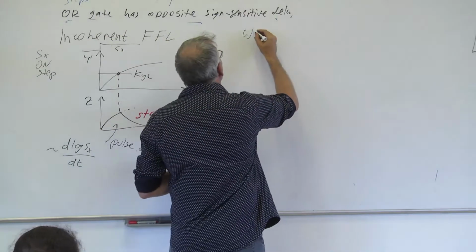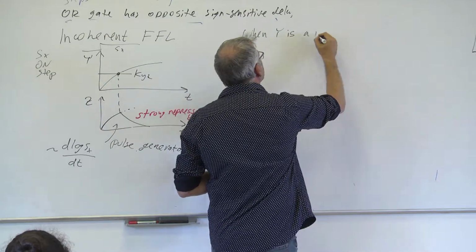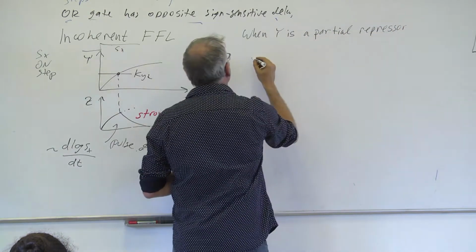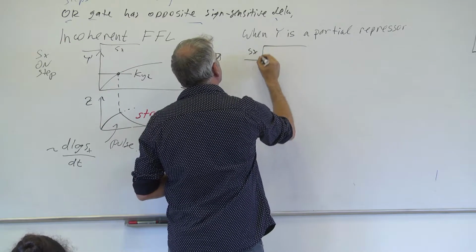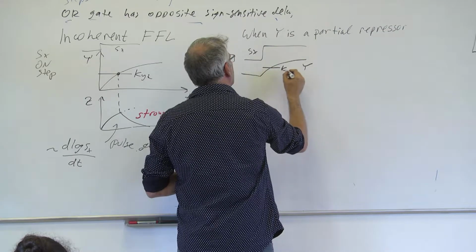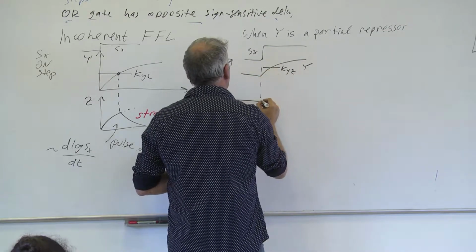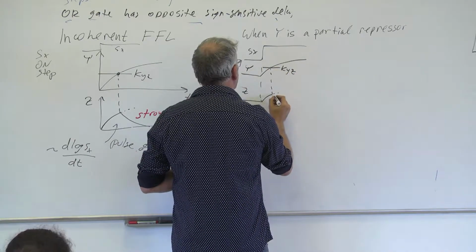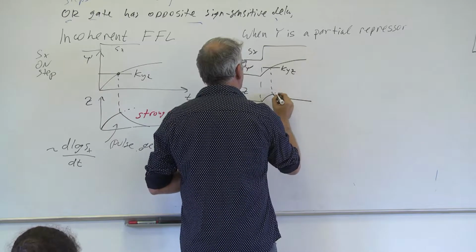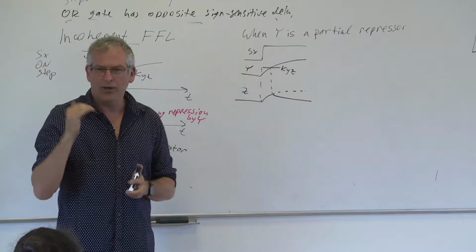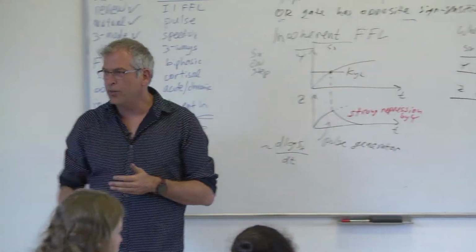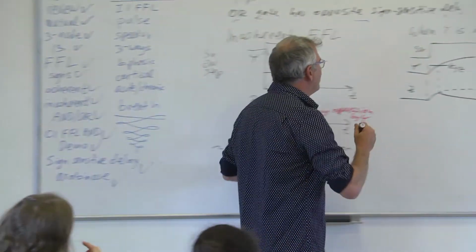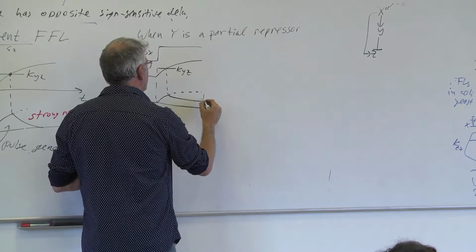So when Y is a partial repressor, then we get the following situation. Sx, Y, Kyz. Z starts being made. At this point, it stops being made, but it goes down to a lower level than it would if Y was not there, but not all the way down. Because in this case, I'm assuming Y is a partial repressor. So this is the partial repression.